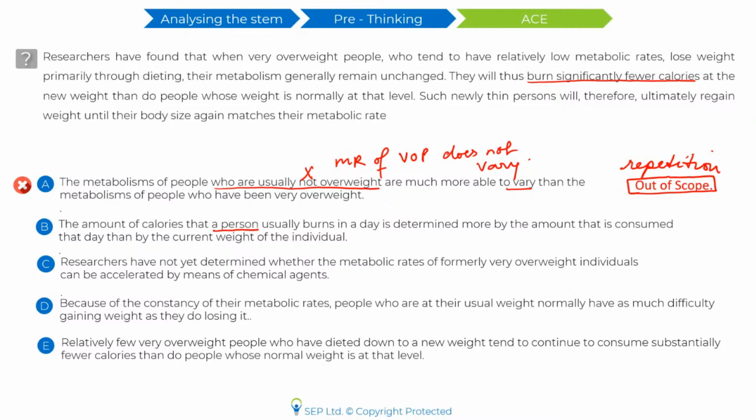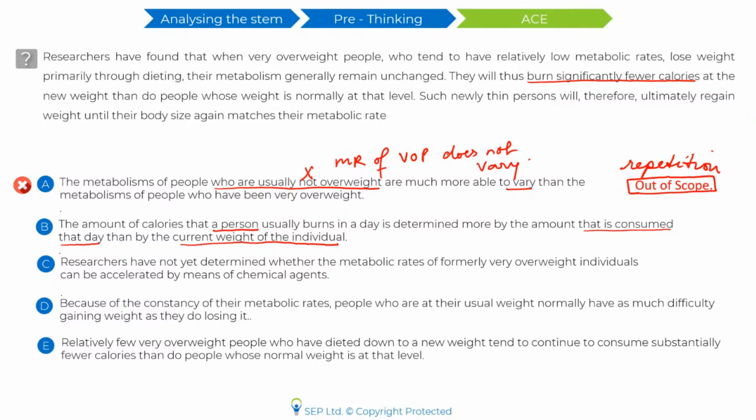What a general person burns in a day, we don't know that. And do we care for that? Not really, right? But let's read on. The amount of calories that a person usually burns in a day is determined more by the amount that is consumed. Now, we don't know what is consumed in the passage, than by the current weight of the individual. See, the current weight also matters, right?